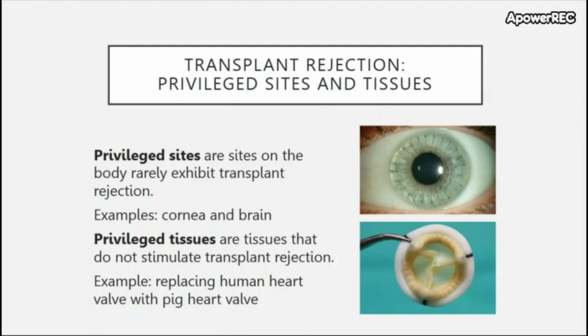And again, privileged tissues are tissues that do not stimulate transplant rejection. Examples of these are human heart valves with pig heart valves. It is thought that privileged sites exist because the immune system has a minimal presence in these areas of the body.